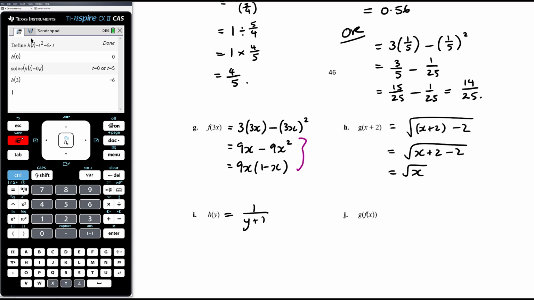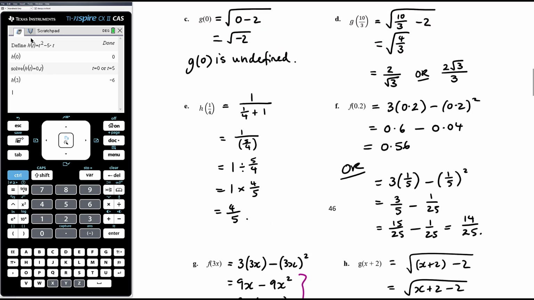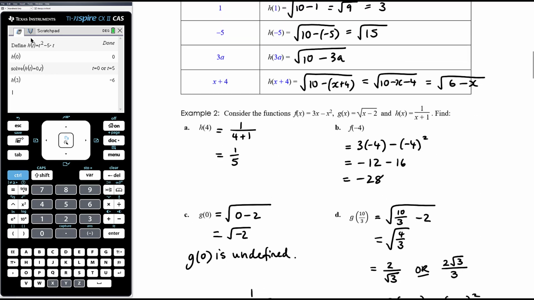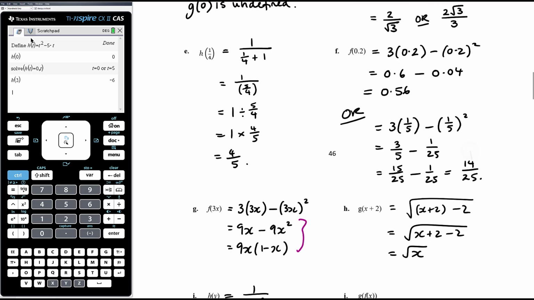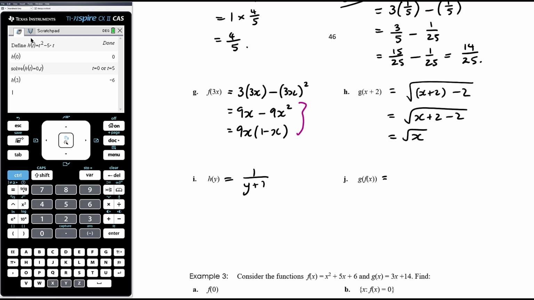Okay, g of f of x. So this time we're going to put f of x into g of x. So that's f of x. We're going to make that the input to g of x. So it's going to be 3x minus x squared under that square root.